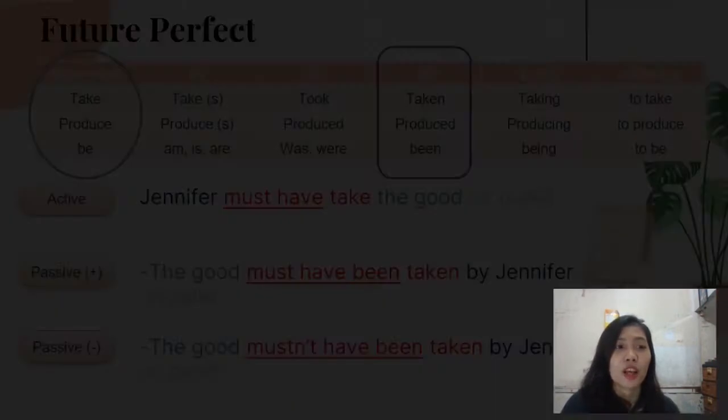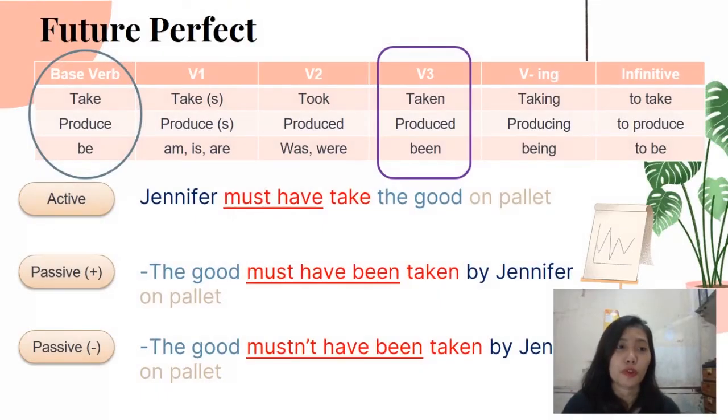Still the same for the future perfect, using the past participle verb. Active sentence: Jennifer must have taken the goods on pallet. If we change to a positive passive sentence, the goods must have been taken by Jennifer. And the negative passive is the goods must not have been taken by Jennifer.